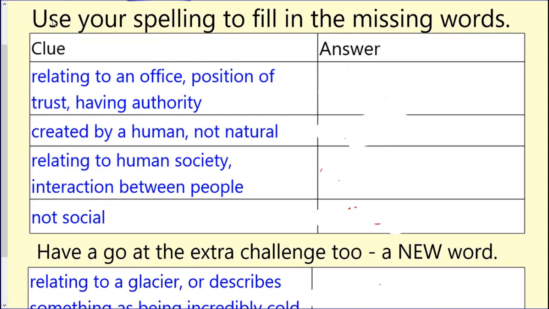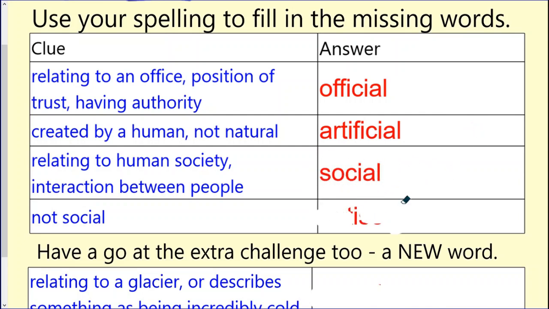Okay, right, let's have a little look then. Let's reveal the answers. So word number 1 was official. Word number 2 was artificial. Word number 3 was social. Okay, we often talk about social media, don't we? It's to do with interaction between people. And almost the opposite of this word, isn't it? What prefix can you add to social to make it the opposite? Well done if you said antisocial.